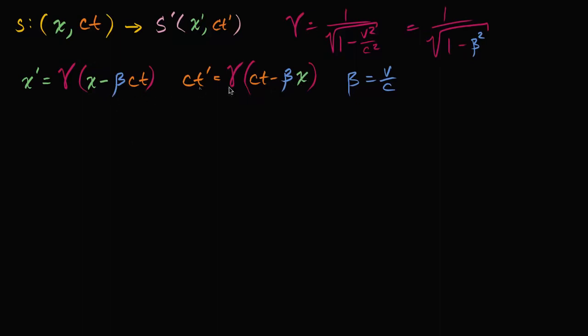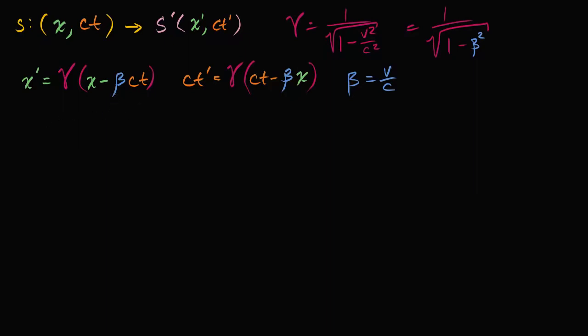I find it easier to remember because it has this nice, beautiful symmetry to it. When I'm solving for x prime, it's x minus beta times ct. When I'm solving for ct prime, it's ct minus beta times x. And in both cases, I'm scaling by the Lorentz factor. But let's manipulate this a little bit just to understand a little better and reconcile with what you might see with other sources, including, say, your textbook.